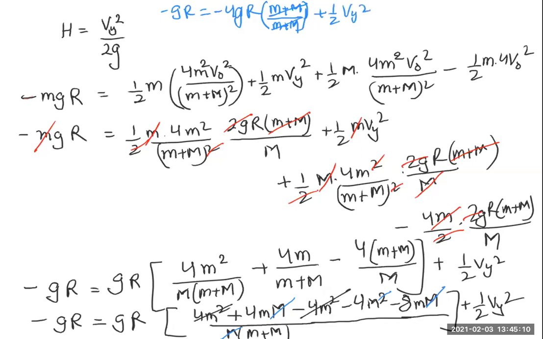Okay, so the complexity is not as much as we imagined, right? So Vy square by 2 would be equal to 3gr.